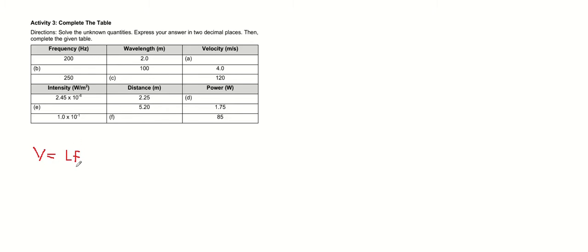So ngayon, dun sa A, pinapahanap sa atin is yung velocity. So, pwede nating diretsuhin na ganito lang. Gamitin natin tong formula na to. So, V is equal to wavelength times dun sa frequency. So, diretsong substitution lang. Meron tayong wavelength na 2 and then frequency na 200. So, 2 times 200, 400. Ayan yung sagot. 400 meters per second. Ito yung sagot sa A. So, type lang natin 400 meters per second. Ayan lang sagot sa A.